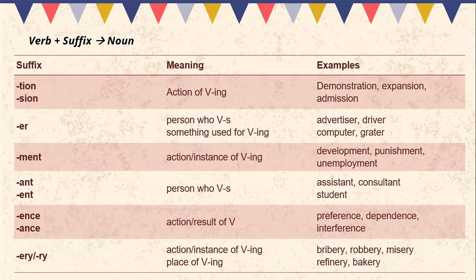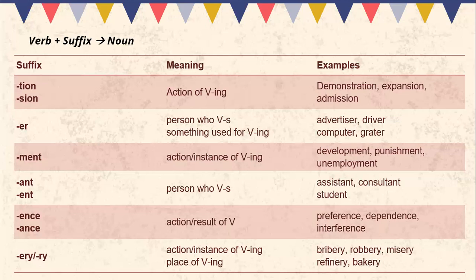And the suffix ment, meaning action or state of being, examples: development, punishment, and unemployment. And the suffix ant, meaning person who, verb as, examples: assistant, consultant, and student. And the suffix ence and ance, meaning action or result of the verb. Examples: preference, dependence, and interference. And the suffix ary or ery, meaning action or instance of being. Examples: bribery, robbery, nursery, refinery, and bakery.